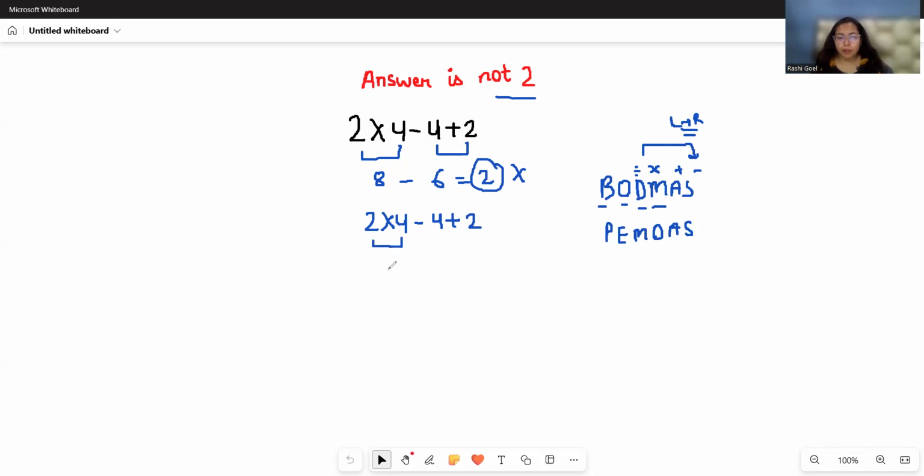So first do the multiplication. It gives 8 minus 4 plus 2. Now we know that addition and subtraction have the same priority, but don't forget to solve it from left to right. So from left to right, 8 minus 4 is 4, plus 2 is 6. So what is the correct answer? 6, not 2. I hope it's clear and you find it useful.